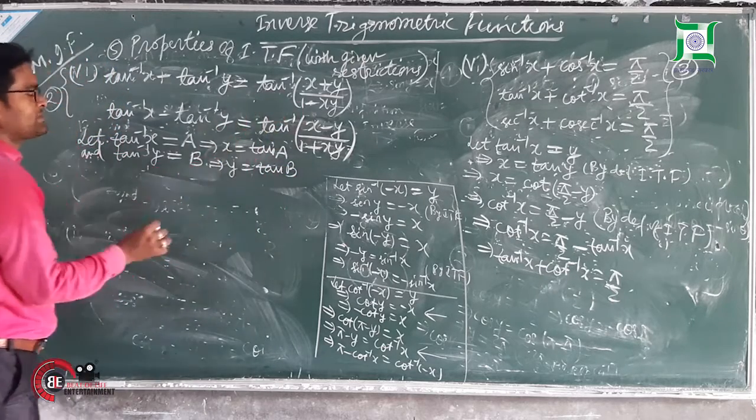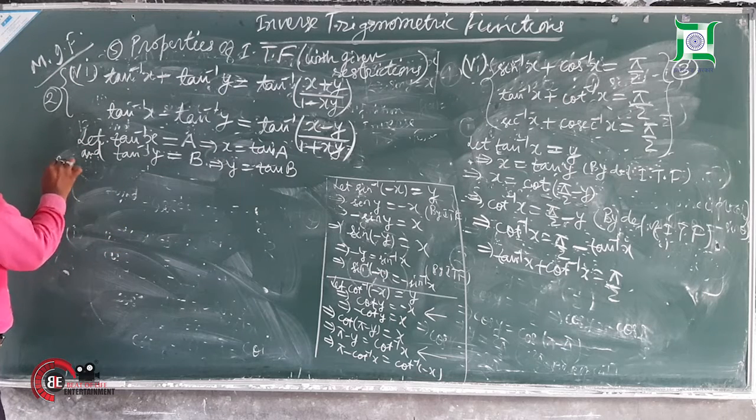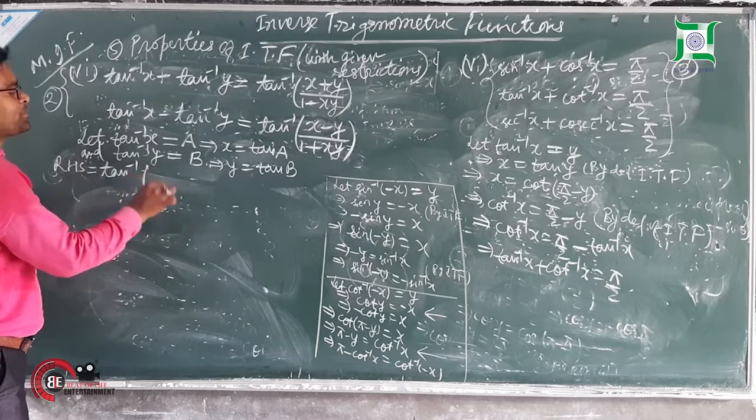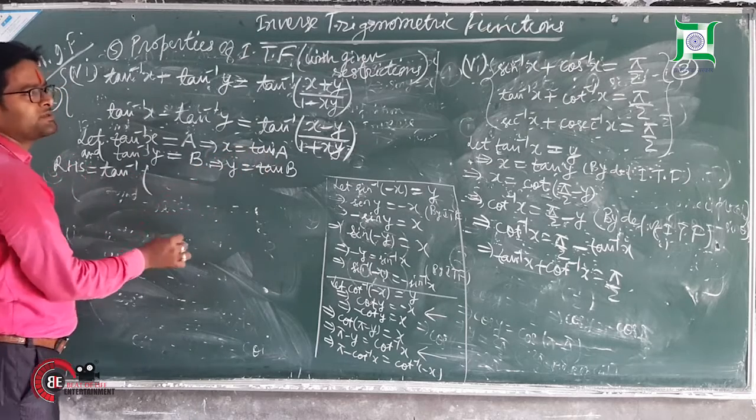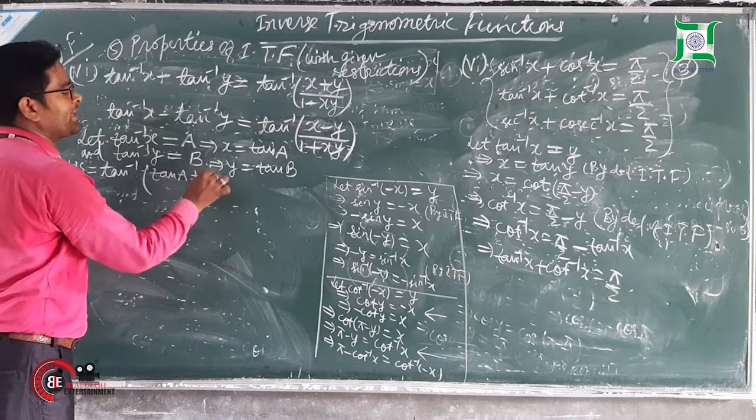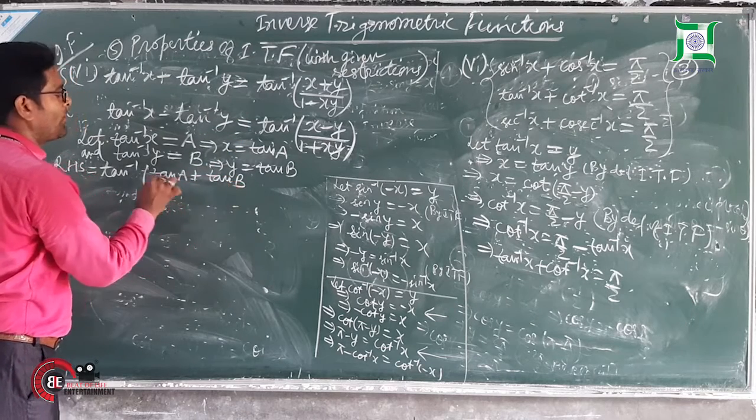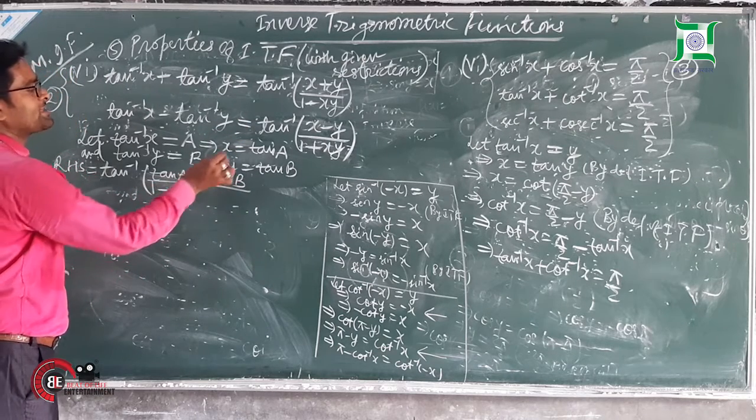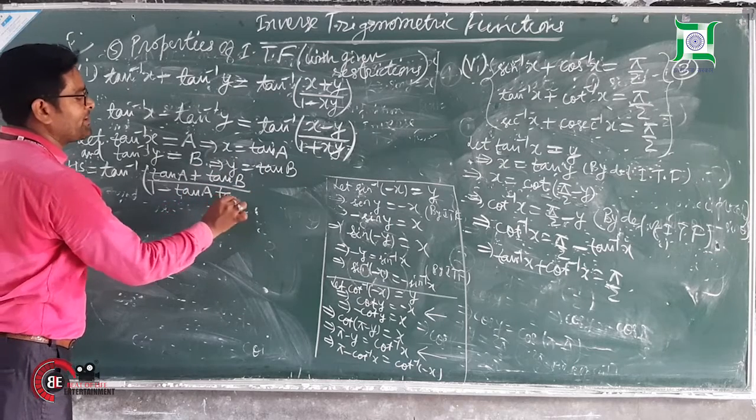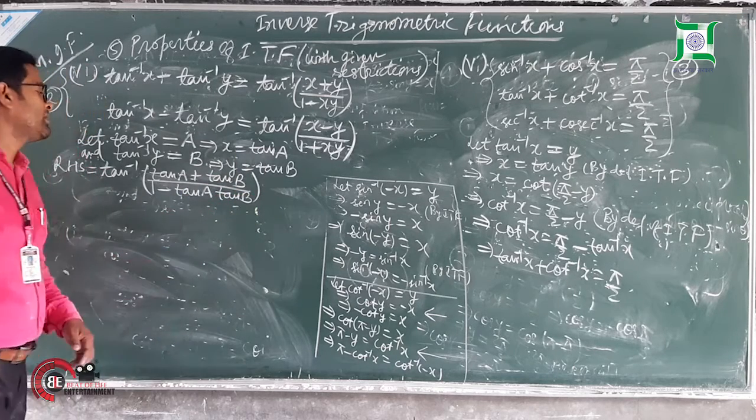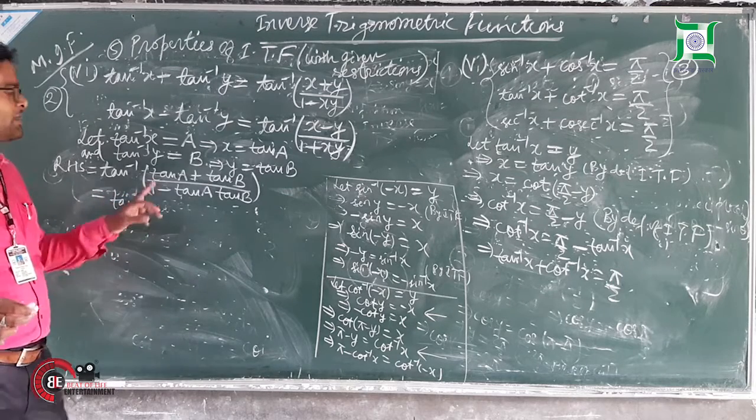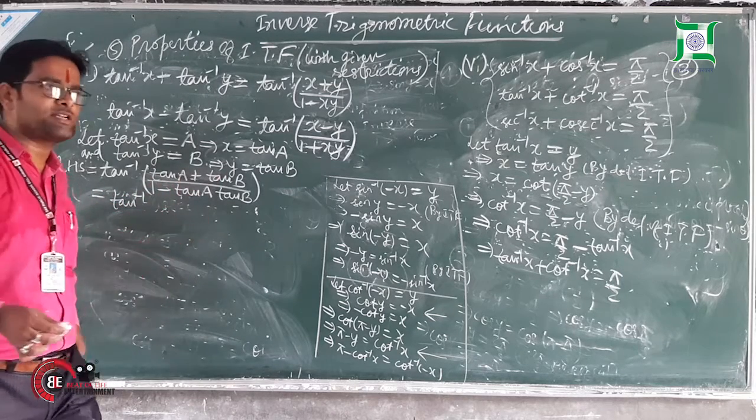Let us see the RHS. RHS of this expression is tan inverse of x plus y by 1 minus xy. What will I write in place of x? I will write tan A. In place of y, what will I write? Tan B. So it is 1 minus tan A tan B. Now the result of this is tan inverse of tan A plus tan B by 1 minus tan A tan B.